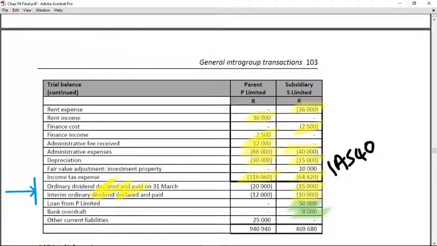So whenever you look at an example or a question, it is important that you spend some time on the trial balances just to get an understanding of the transactions happening in both before you look at the additional information.